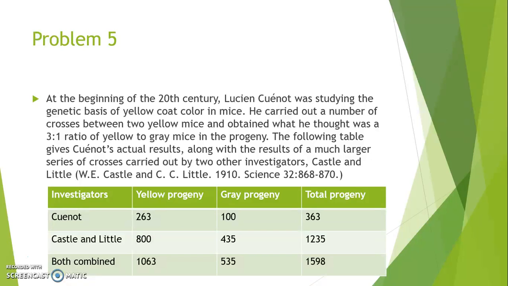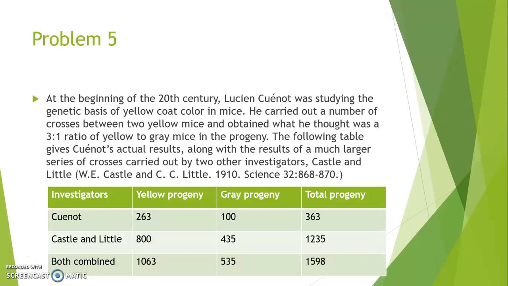So this problem states: at the beginning of the 20th century, Lucien Cuénot was studying the genetic basis of yellow coat color in mice. He carried out a number of crosses between two yellow mice and obtained what he thought was a 3-to-1 ratio of yellow to gray mice in the progeny. The following table gives Cuénot's actual results along with the results of a much larger series of crosses carried out by two other investigators, Castle and Little.